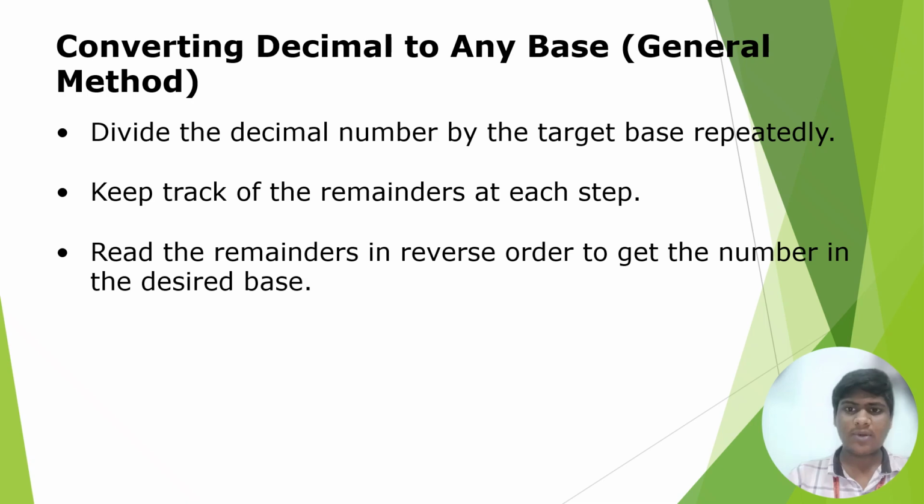Converting decimal to any base. General method: divide the decimal number by the target base repeatedly. Keep track of the remainder at each step. Read the remainders in reverse order to get the number in the desired base.